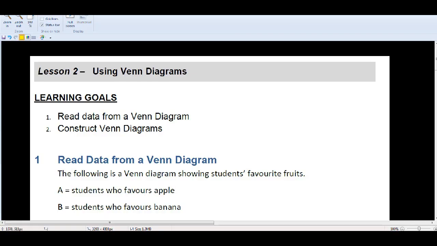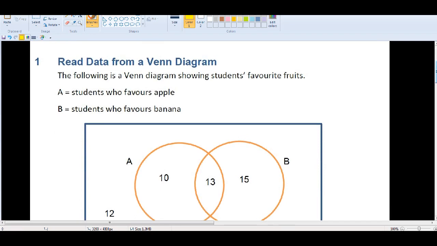Okay, so year 8, this is our second video on probability. In the first video, I reviewed some basic calculations on probability, and in this lesson we are going to talk about a very useful tool for the study of probability, which is called a Venn diagram. For some of you, you might have learned that before. Okay, so let's introduce what a Venn diagram is.